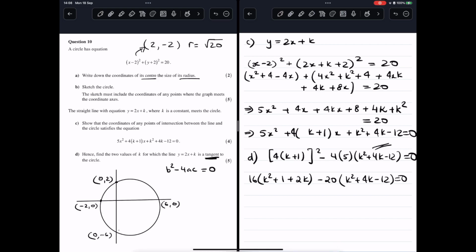And that will give me minus k squared minus 12k plus 64 equals 0, which further simplifies to k minus 4 and k plus 16 equals 0, and k equals 4 and minus 16. Okay, and that's it.